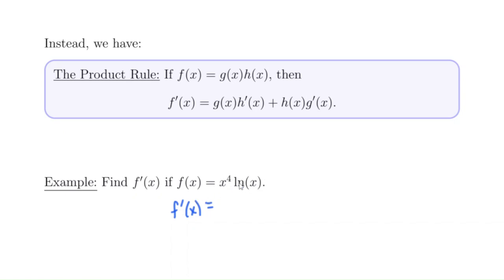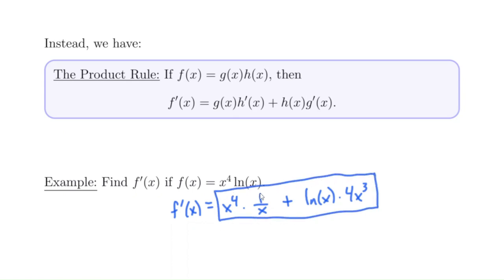Okay, so the way we take the derivative is to do the first function, x to the fourth, times the derivative of the second function, which would be 1 over x, plus the second function, natural log of x, times the derivative of the first one, which is 4x cubed. Now this is perfectly fine as your answer. In fact, that is the correct answer.